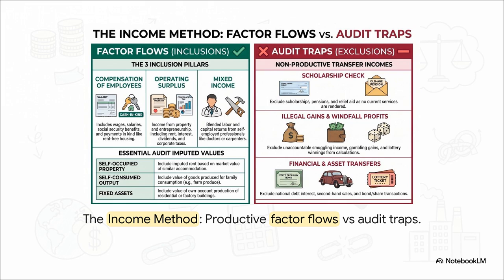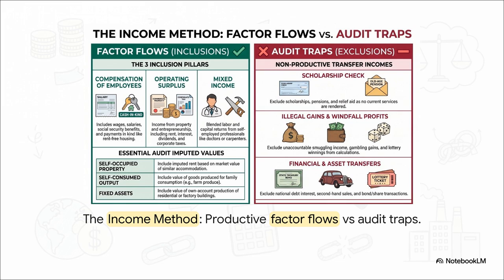Now, what's really interesting about this slide is how clearly we can divide our world into two distinct categories. On the left, we have our productive factor incomes. These are things like employee compensation, operating surplus like rent and profit, and mixed incomes from self-employed folks. We absolutely count these. But on the right, in red, we have the audit traps.